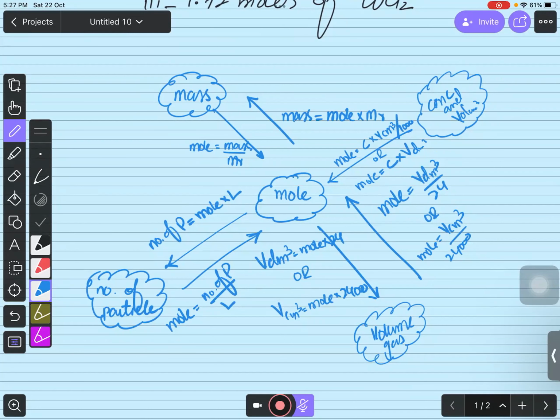So formula number 1, formula number 2, formula number 3, formula number 4. In exam, these formulas are very common. I suggest you talk about this one as well, because this one is a new addition in the syllabus. You need to be vigilant and conscious about this one because it is important, right?